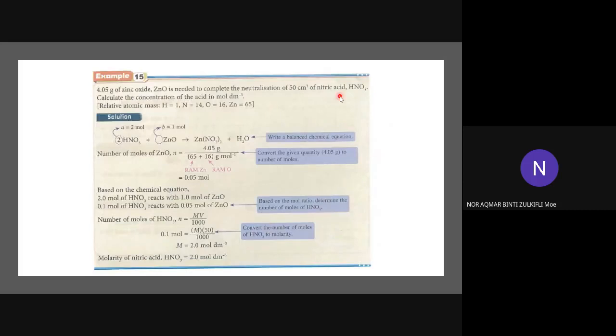Okay, next, example 15. Given the mass of zinc oxide needed to complete the neutralization of 50 cm cube of nitric acid, HNO3, calculate the concentration of the acid in mol dm-3. So this one you need to be careful here. HNO3 plus zinc oxide. Remember H2O, there are no changes. But the product salt here, you must be careful when you're doing the cross.